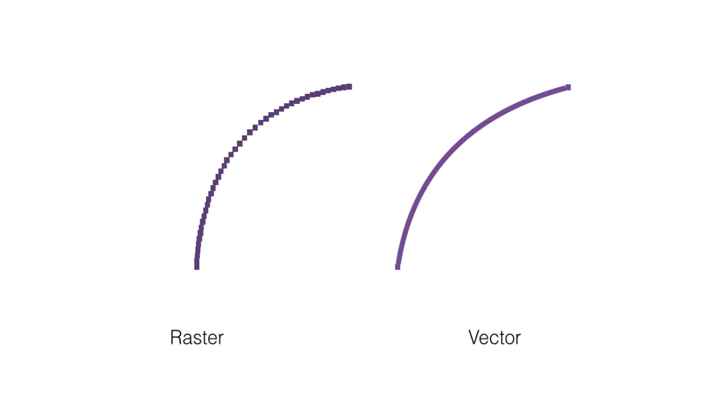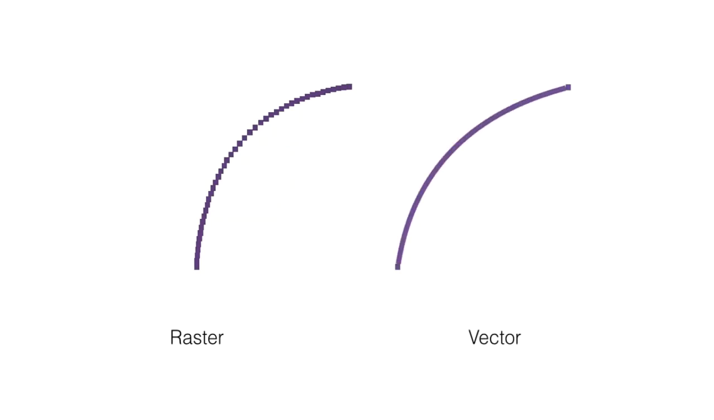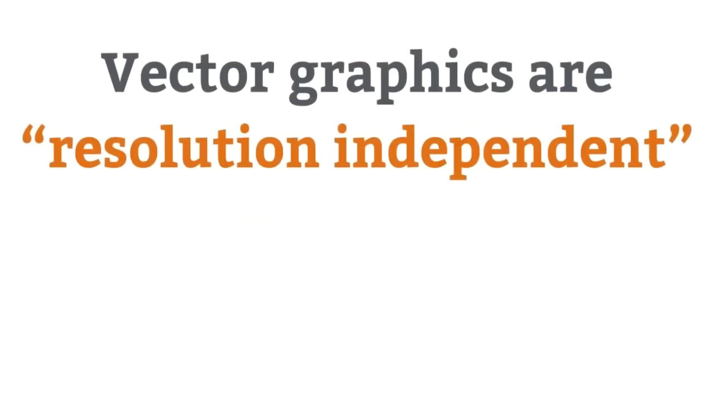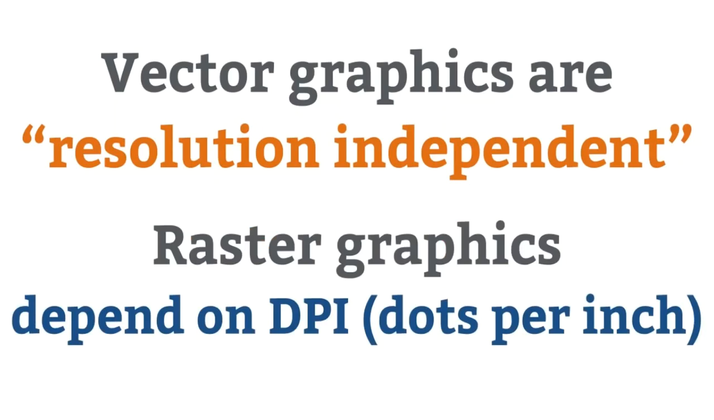It's kind of like giving someone directions to your house. You don't say, take a step, then take another step, then take another step, and so on. You say, start here, walk to the end of the street, and make a right turn. Because vectors are mathematically described, they are resolution independent. This means they don't rely on DPI, or dots per inch, for their quality. A raster image has to have a certain pixel resolution in order to look good.